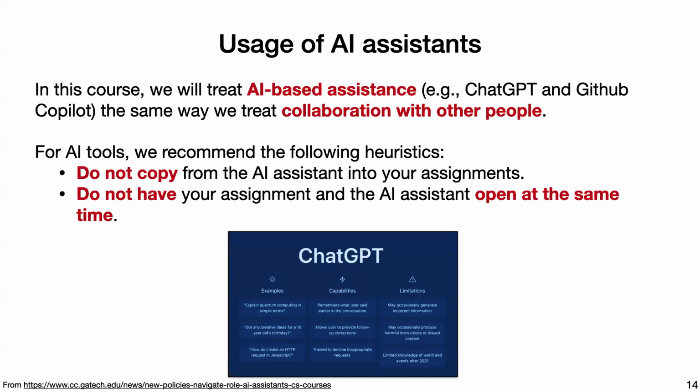Now we all know that we have ChatGPT. ChatGPT is actually not super good at HPC, so you might want to be careful. But in case, we will treat AI-based assistants like ChatGPT the same way we treat collaboration with other people. So you can ask questions to ChatGPT, but try not to directly copy from the AI assistant, and don't have them open at the same time and write in one window while you have the other open, basically the same document. I think for trivial things in MPI and stuff it's fine, but for anything more complicated, you might want to verify the correctness.